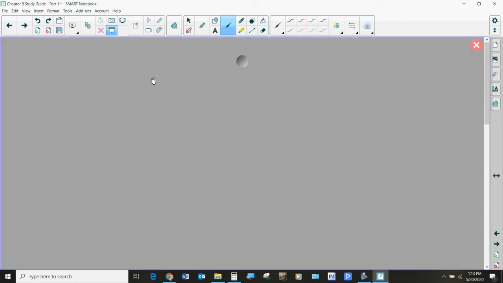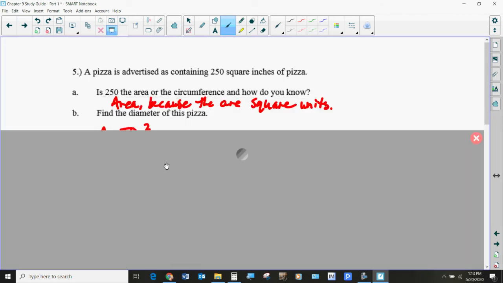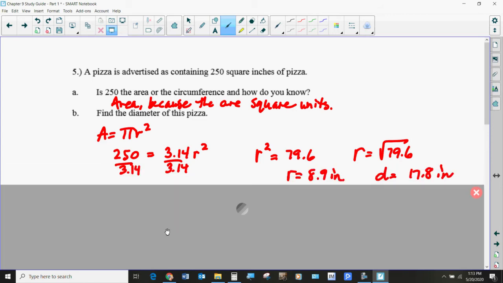Now to the back side. A pizza is advertised, I guess maybe I'll show all that. Pizza is advertised as containing 250 square inches of pizza. Is 250 the area or the circumference? And since it's square inches, we know it must be area. So find the diameter of this pizza.